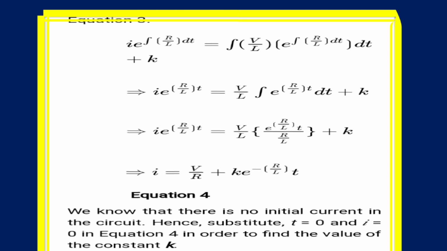Okay, after substituting the values of integration, we are rewriting this equation. We are getting the current as I equal to V by R plus K into e power minus R by L into t. Okay, this is equation 4. We know that there is no initial current in the circuit, hence we are taking I equal to 0 at t equal to 0 to calculate the value of K.